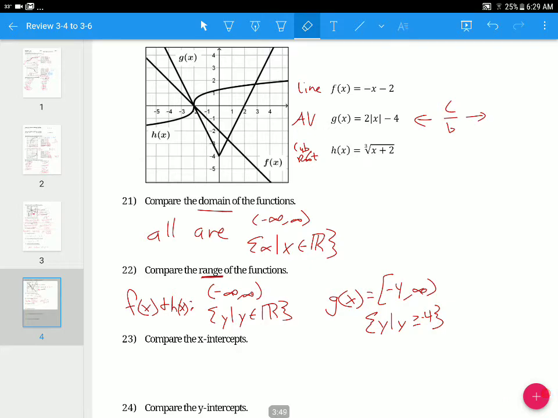X-intercepts. Well, you notice they all have an x-intercept right there. So you say all are at negative 2, 0. But this one over here, only the absolute value one is there. So we can say g of x is also at 2, 0.